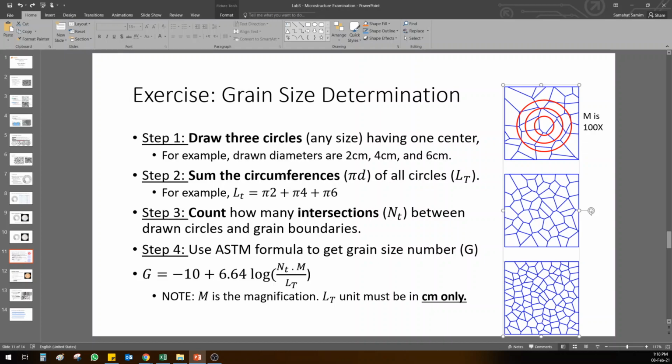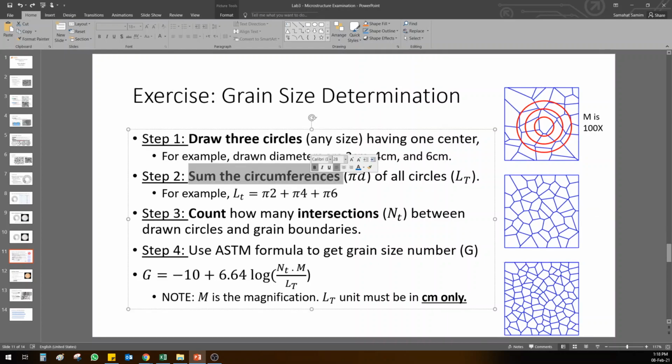Second, you have to take the sum of their circumference. So sum of their circumference is the second thing which you have to take. What is the sum of circumference? The circumference formula is pi multiplied by its diameter, or the other way, if you remember, 2 pi r. So you take the sum of the 2 centimeter circle circumference, 4 centimeter circle circumference, and 6 centimeter circumference. You just add them together and you get a number called LT.